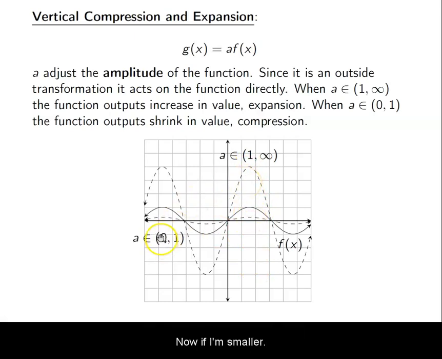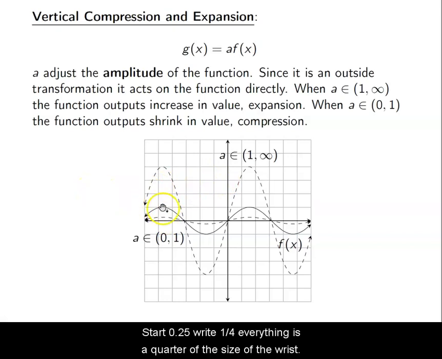Now, if I'm smaller, right, it's still a wave, it still has the same zeros, but all of the outputs are less. In this case, my a happened to be 0.25, right, 1/4. So everything is a quarter the size of the original. Okay.